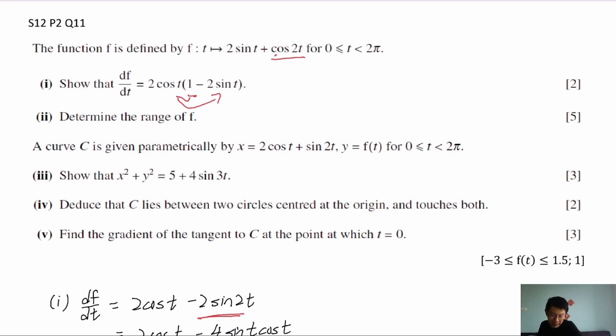Okay, so let's look at part 2. Determine the range of f. How do we usually look at the range of f? Let's say we have f(x) equals a certain function. The way we look at the range of f is we look at what values the function takes.